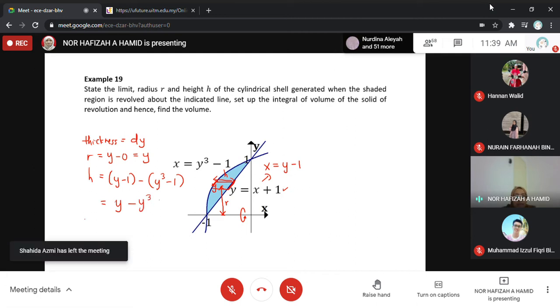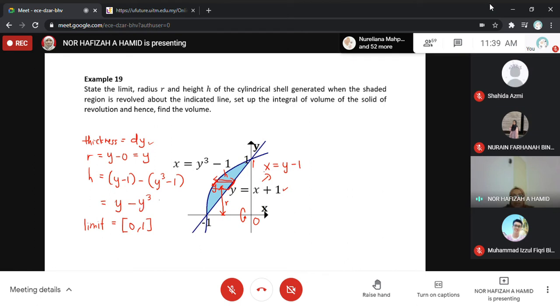And we have the limit from y axis, sebab thickness dia dy. So y axis 0 until 1. So kita ada 0 until 1. Okay, so nanti you boleh substitute lah dalam formula of cylindrical shell method. Ini untuk example 19A ni, full solution dia, you refer to recorded video. So saya nak tunjuk you for example 19B. Okay, so example 19B.